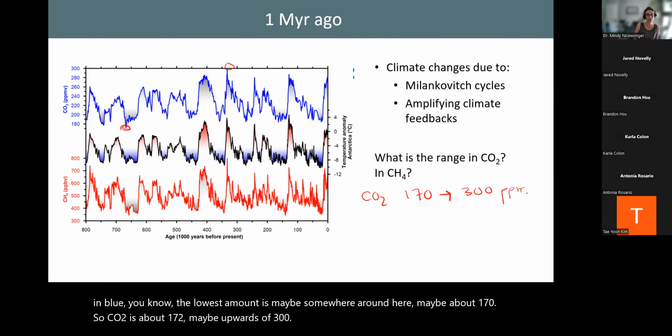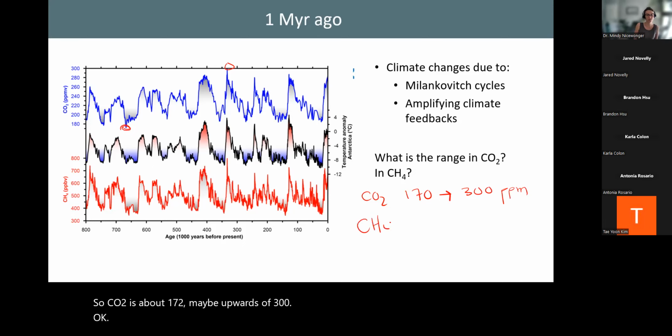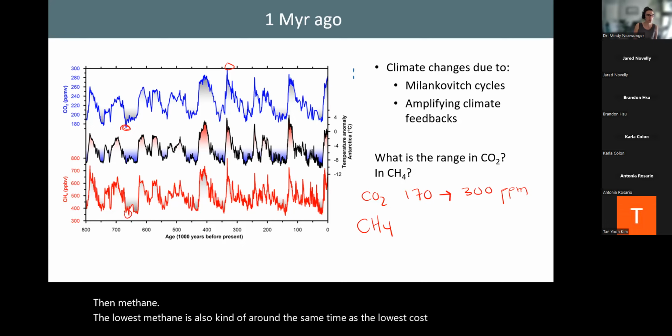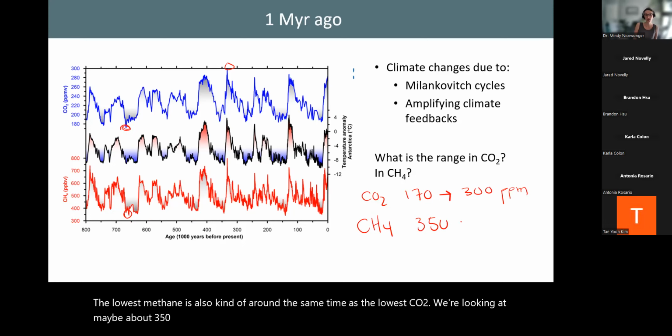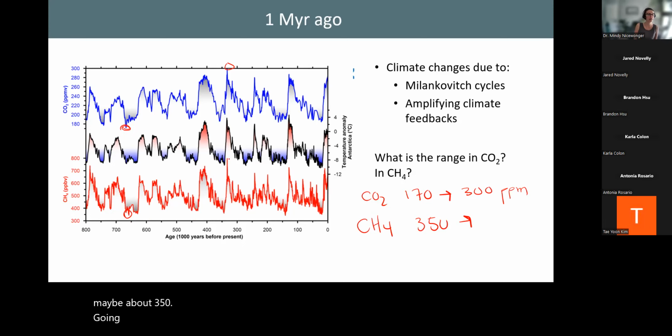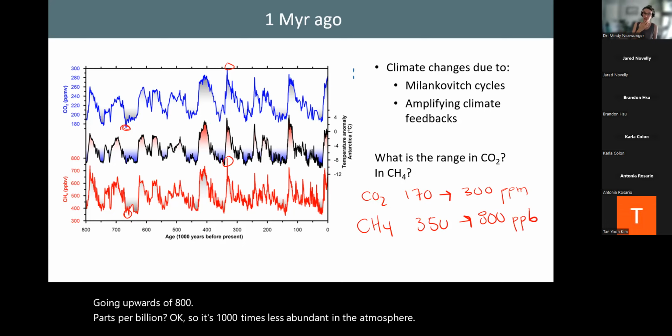Okay. Then methane, the lowest methane is also around the same time as the lowest CO2. We're looking at maybe about 350, going upwards of 800 parts per billion. Okay, so it's 1,000 times less abundant in the atmosphere. Okay, those are the ranges.